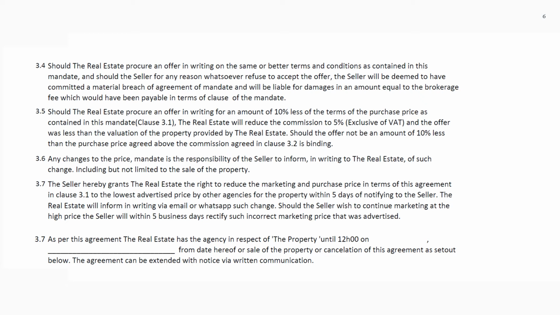3.5. Should the agent only be able to procure an offer for the property of less than 10% of the amount specified in clause 3.1, the real estate agent will reduce their commission to 5% exclusive of VAT. Should the amount not be less than 10%, the agreed commission will then be binding, as in point 3.2.